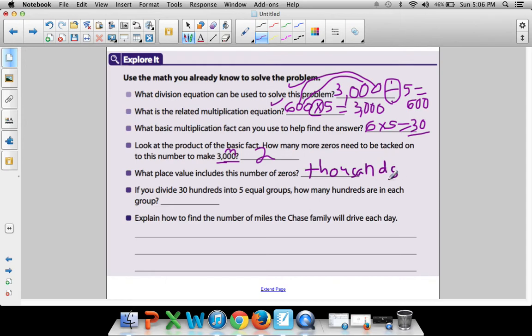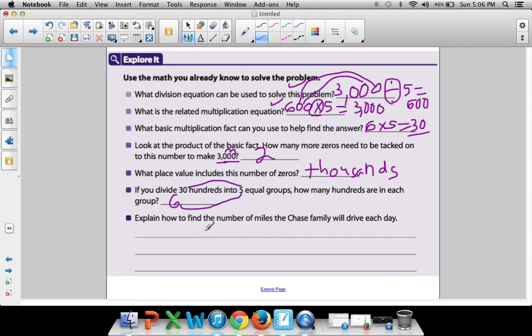If you divide 30 hundreds into 5 equal groups, how many hundreds in each group? In other words, what's 30 divided by 5? 6. Because 6 times 5 also equals 30. That's why knowing your multiplication tables is so helpful.